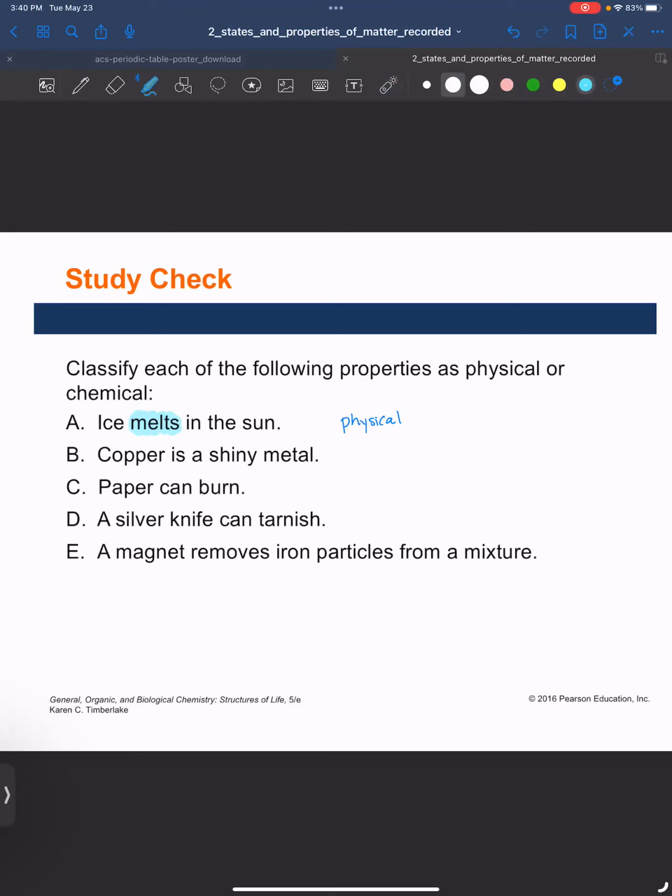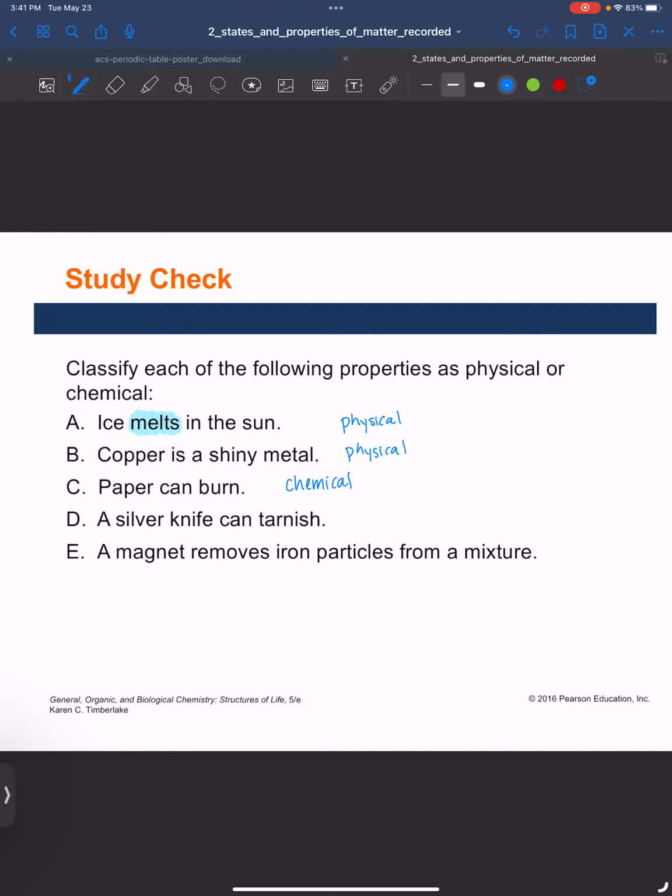Copper is a shiny metal. That's also a physical property. We're just describing it. And you'll make lots of different observations of physical properties when you work with different substances in the lab. Paper can burn. Good, that's a chemical property. Once again, we will learn that burning paper or wood or natural gas, for example, will be a combustion reaction. And we'll learn that what you start with changes its identity. You end up with carbon dioxide and water in the end.